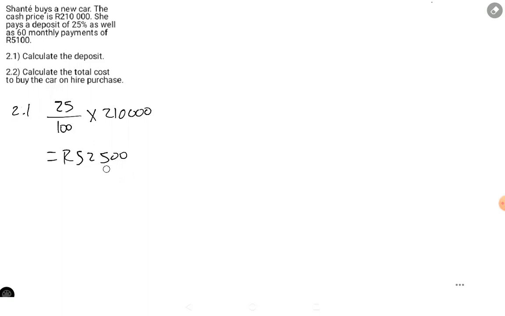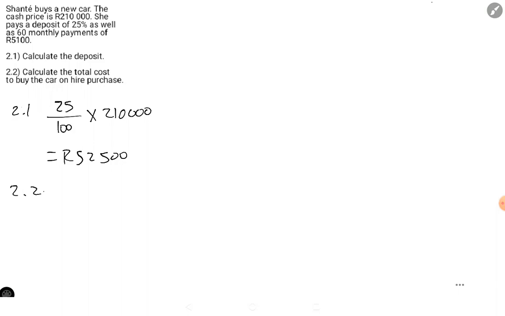And this is life lessons. So many people ask, what am I going to do with what I'm learning now? This is important for you to know. If you go and buy a car and they say put down 25%, this is how you're going to calculate the 25%. Okay, so let's go to the next question, which is 2.2.